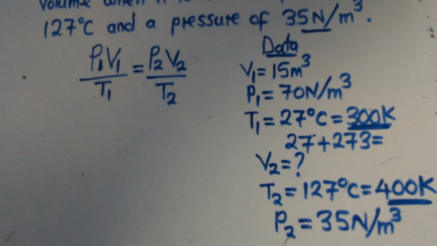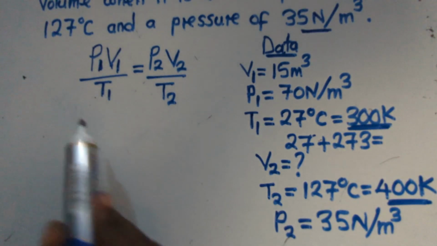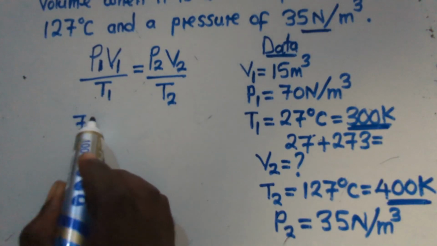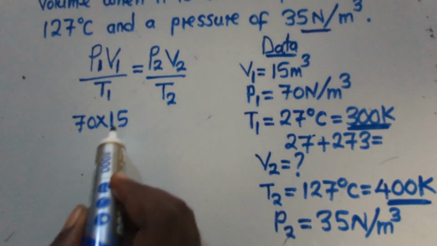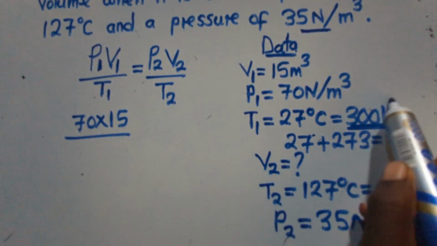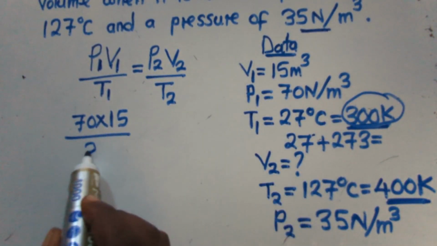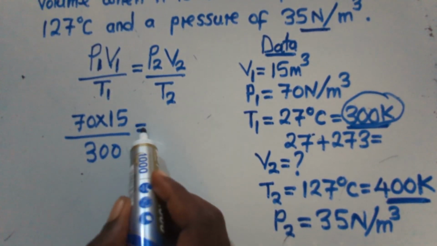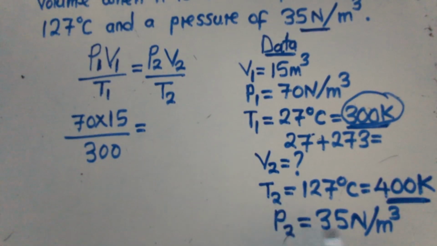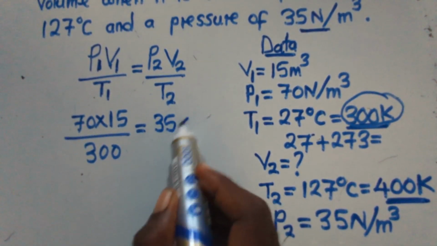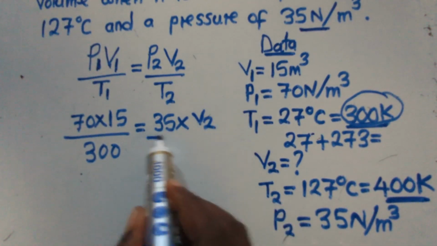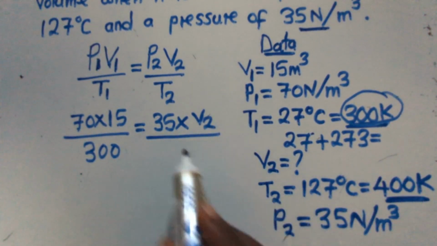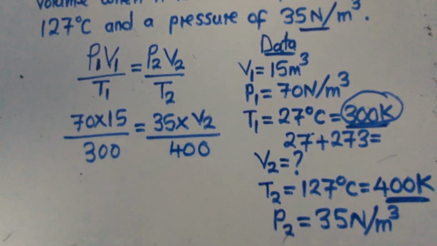We want to find the volume. How do you find the volume? You say pressure 1 is 70, multiplied by volume 1, which is 15, over temperature 1, 300, the one we converted. This is equal to pressure 2, which is 35, multiplied by volume 2, the one that we want, over temperature 2, 400.